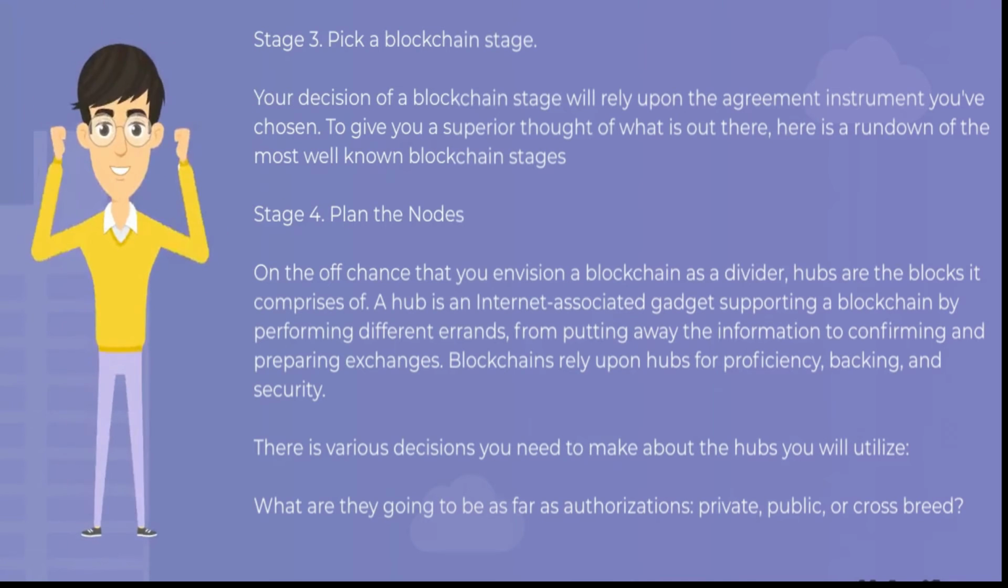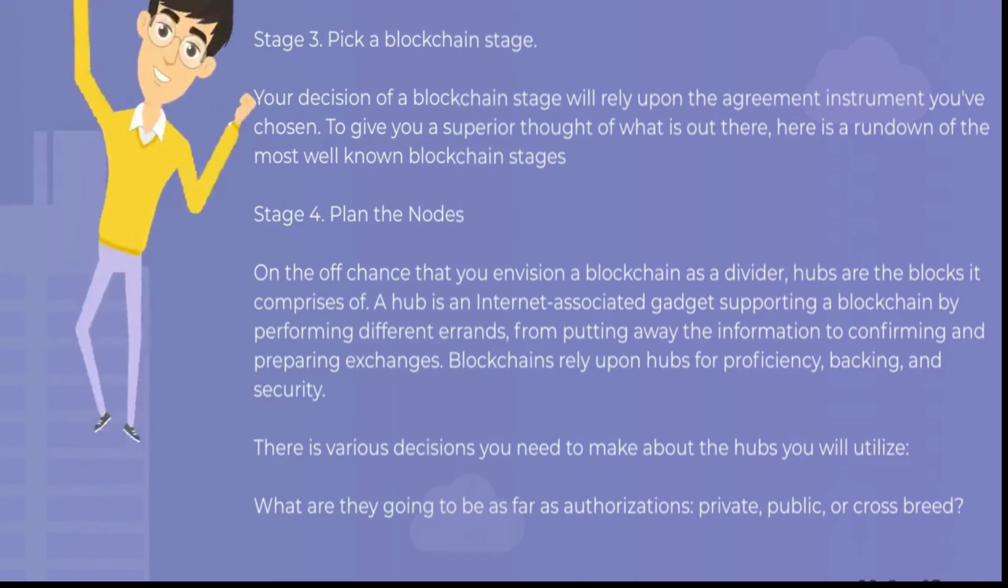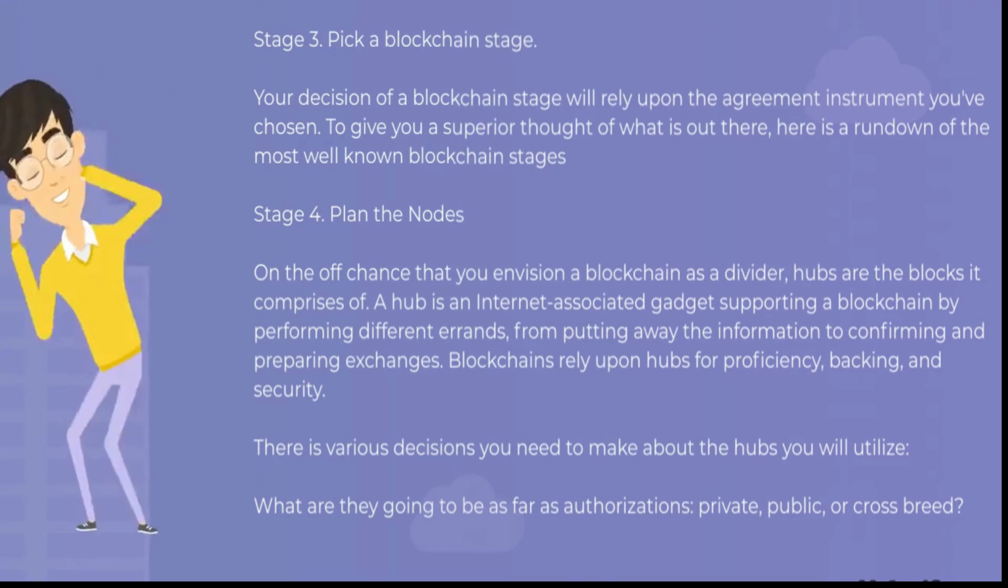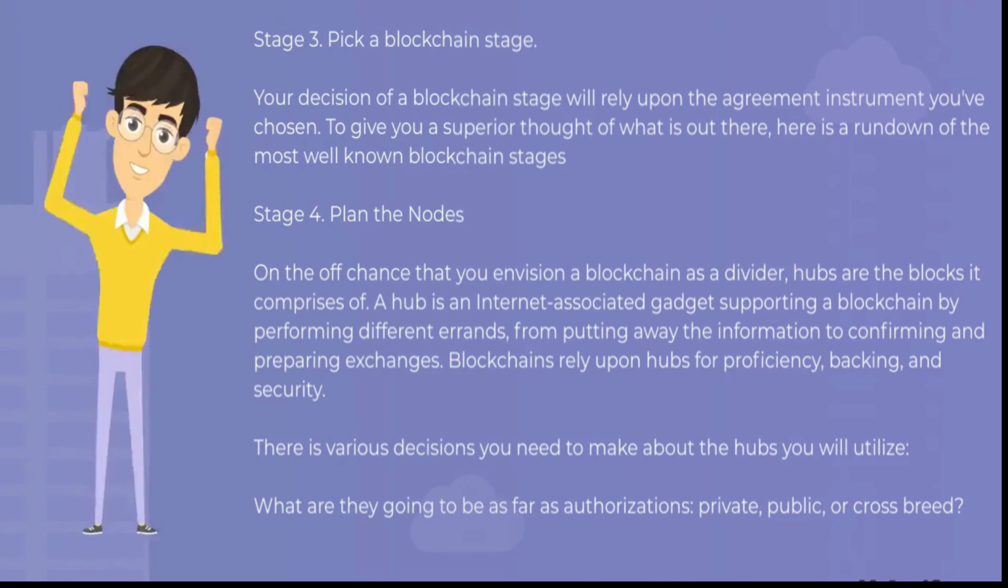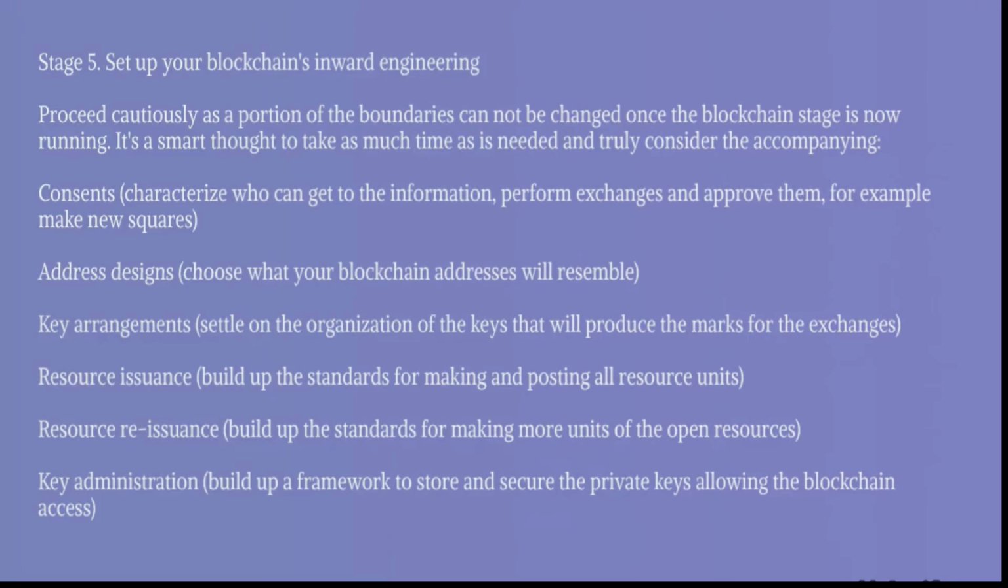If you imagine a blockchain as a wall, nodes are the blocks it consists of. A node is a computer. Step 5. Set up your blockchain's internal architecture. Proceed carefully as some of the parameters cannot be changed once the blockchain platform is already running.